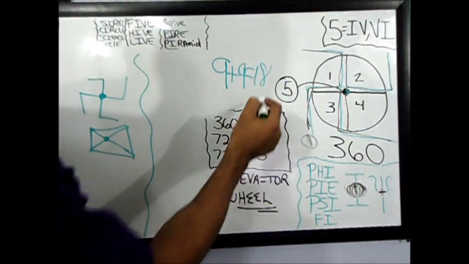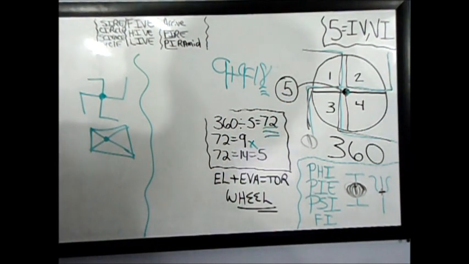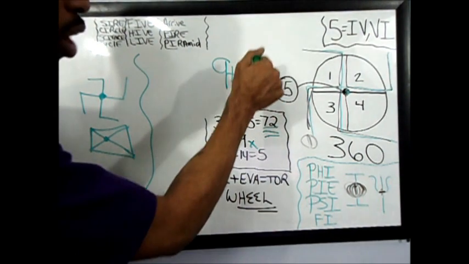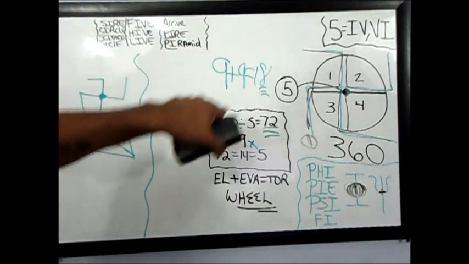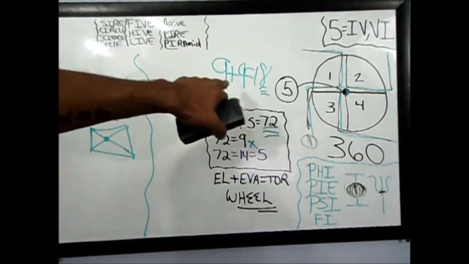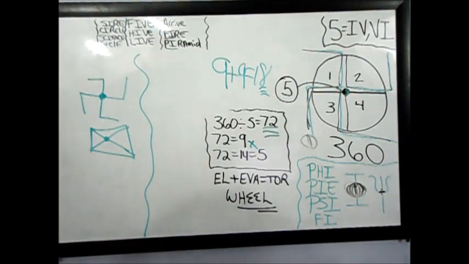9 plus 9 equals 18. And 8 is a symbol of infinity, or an hourglass. 1 hourglass. So 9 plus 9 equals 18, or 1, 8. So 9 plus 9 equals 1 hourglass when we add them mathematically.